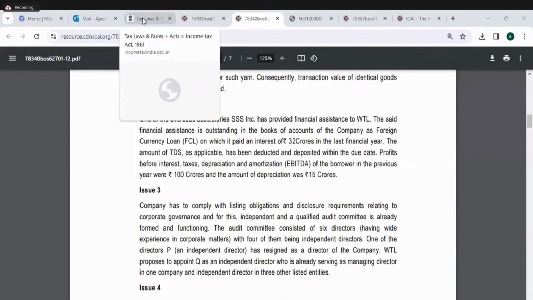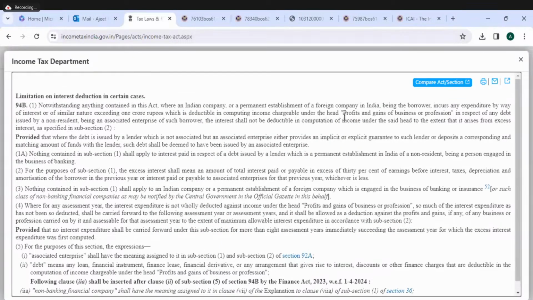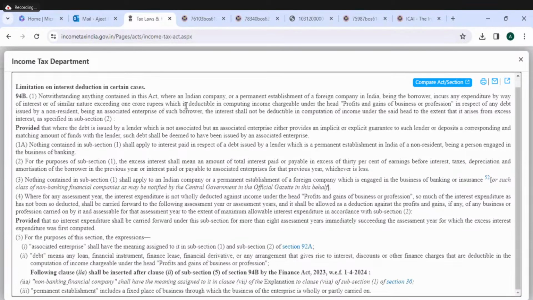So what is section 94B, and whether it's applicable in this case or not? This is your section 94B. First, we have to see for 94B to become applicable on an assessee, what are the preconditions?